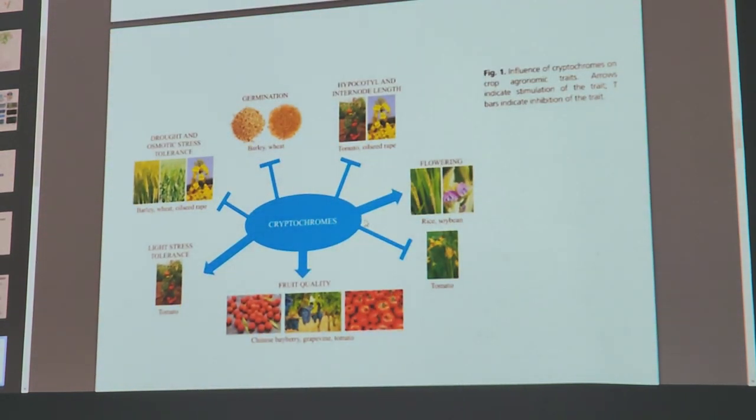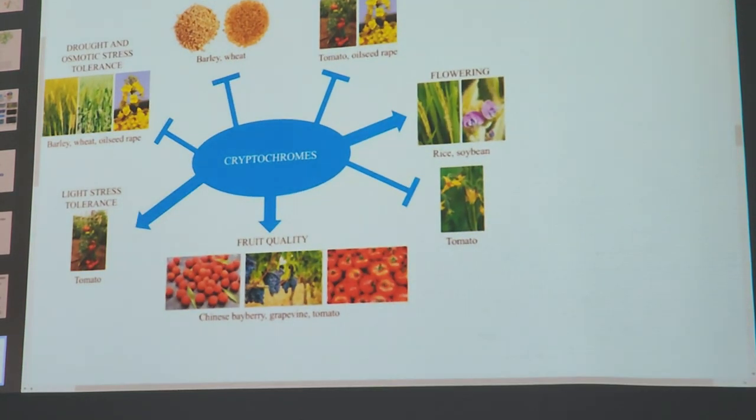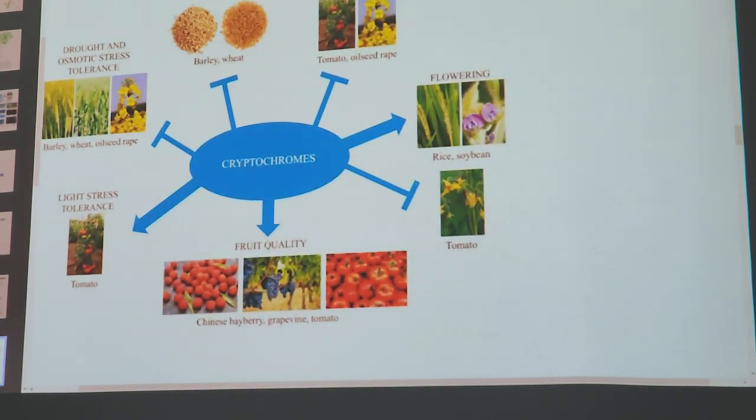Yeah. So what about agriculture? The function in agriculture. This is from a paper as well. The arrow means to promote. The one with the bar indicates to inhibit. Okay. So cryptochrome promotes flowering, stress tolerance, and also improves the fruit quality.